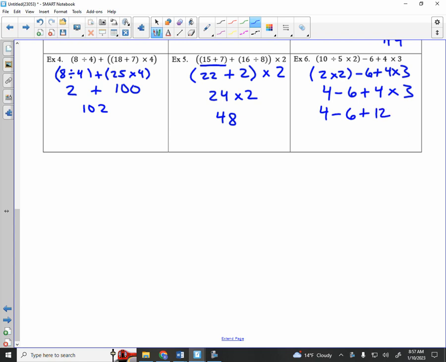A number of people will add 6 and 12 on the test. Don't do that. Subtraction comes first in left to right. So therefore, 4 minus 6 is negative 2 plus 12, which is a grand total of 10 as the result.